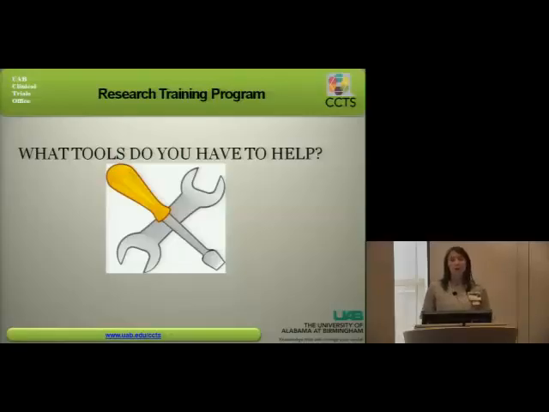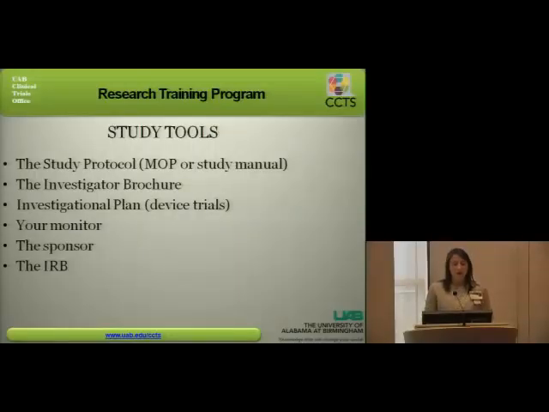So what tools do you have to help you determine what are adverse events, what are serious adverse events, and how to report them? Some of your study tools are the study protocol, the MOP, or the study manual. You always have the investigator brochure, and the investigational plan in device trials. Your monitor is always there to help with questions. Of course, the sponsor as well, and your IRB.